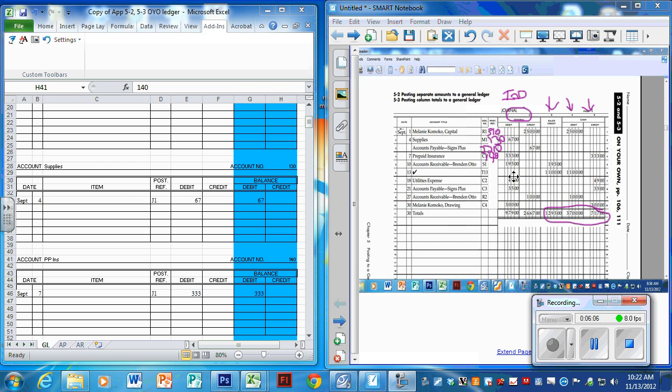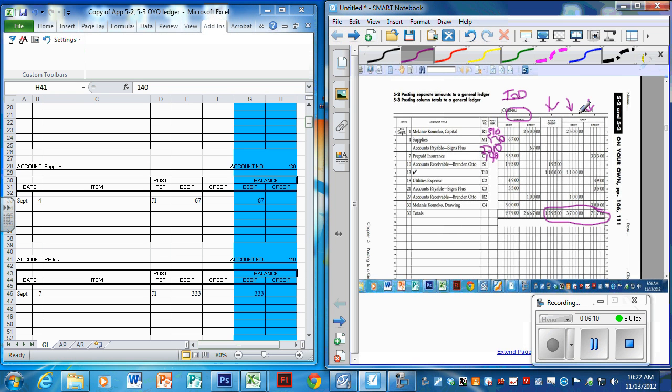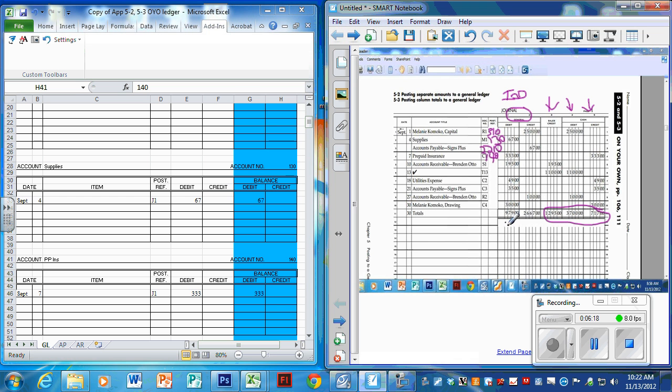Okay, once you get these recorded individually, and you have gone individually one by one to these two columns of general, put a check mark underneath those first two totals. That means you've posted those columns individually one by one for each account.